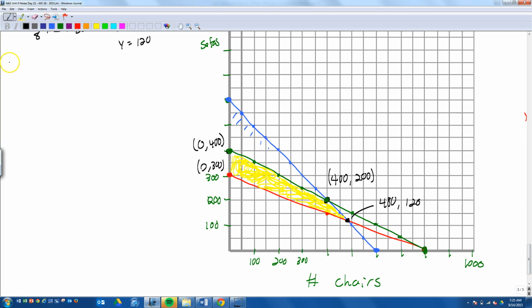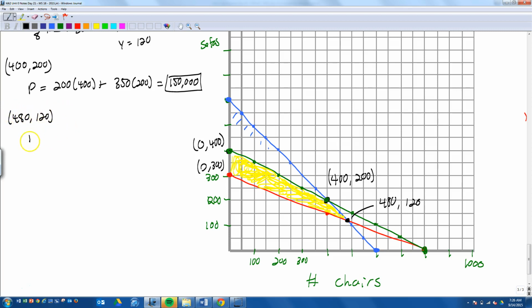So if I'm testing the point 400, 200, that's one of the points. You get a profit of 200 times 400 plus 350 times 200. And you get a profit of $150,000. So that's the first number that we're going to look at. If I check point 480 and 120, that's the one we just found, I'm going to get 200 times 480 plus 350 times 120. And if you do the math, you get 138,000. So that is not as good as the first one.